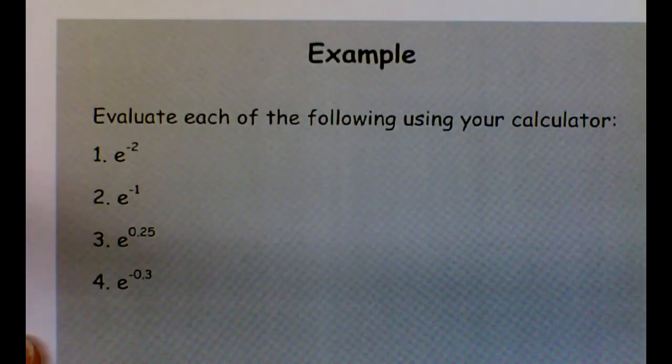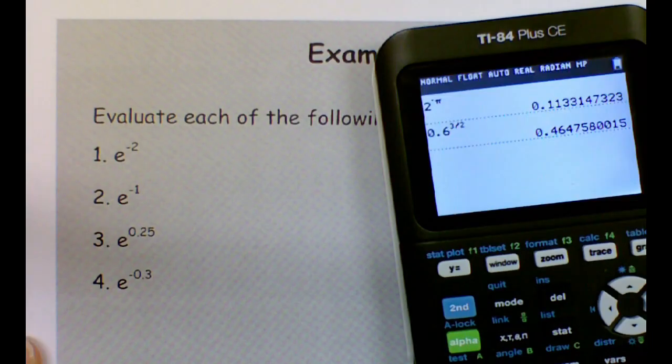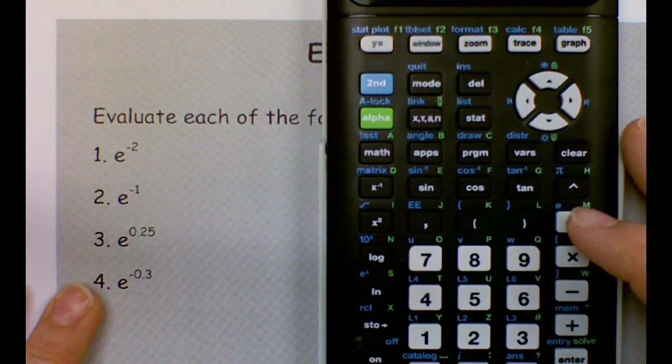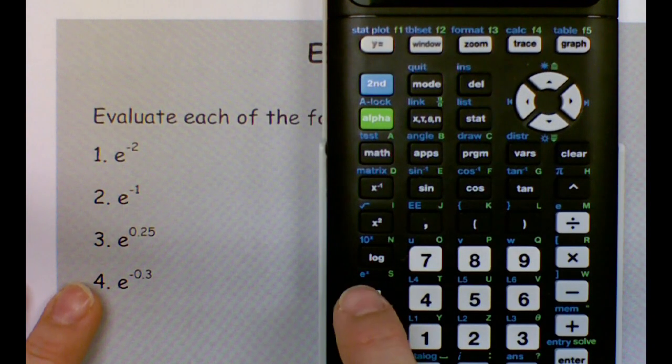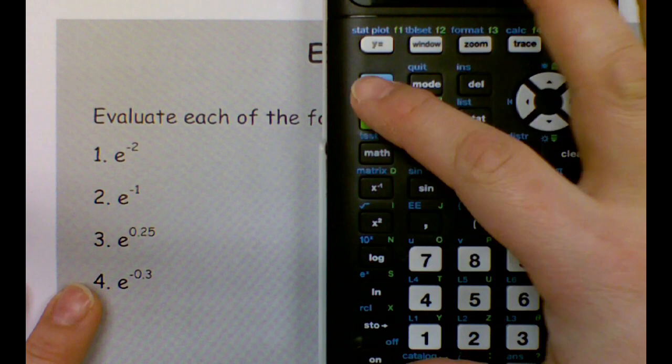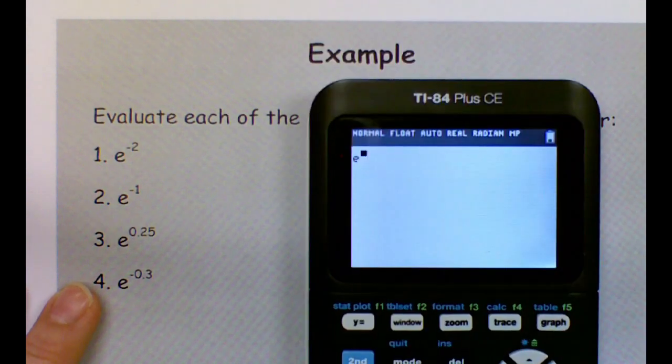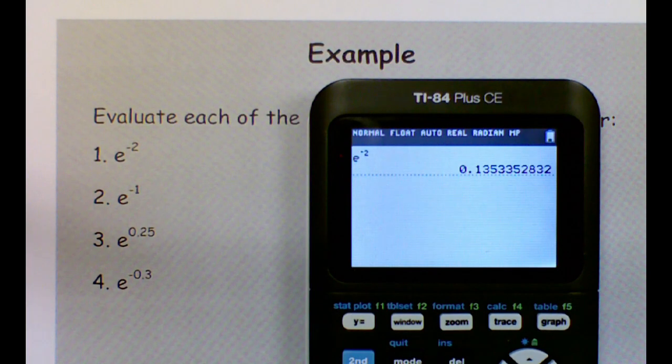So let's use a calculator to figure each of these out. To press the e to the x button is a little tricky. If you look, you don't have an e to the x key, but right above ln is a blue e to the x. So I have to press second ln, and then I get e to the power. Now I type in my -2, I get about 0.135.